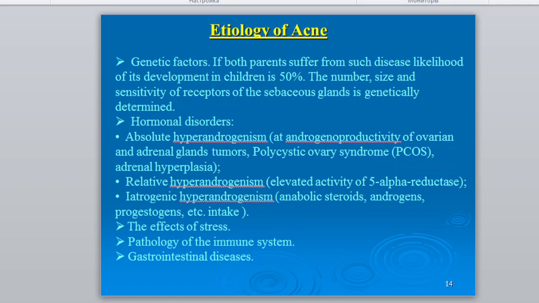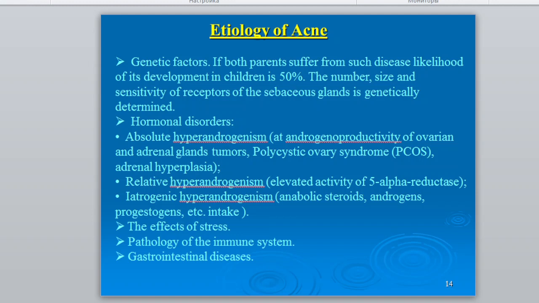Next, etiology of acne. Genetic factors. If both parents suffer from such disease, the likelihood of its development in children is 50%. The number, size, and sensitivity of receptors of the sebaceous glands is genetically determined.